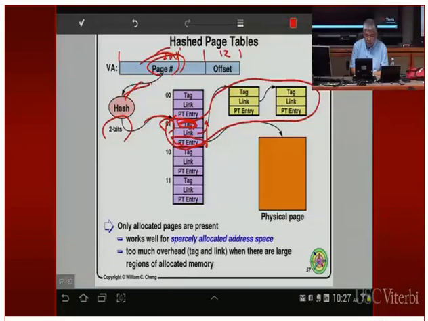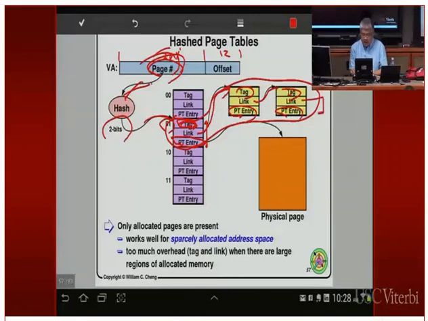The next entry is following the link pointer that will go to another memory location. Again, over here, there are 3 fields. You compare the tag against the virtual page number. If they're equal, then this is the page table entry that you're looking for. Otherwise, you follow the link and then compare this tag against the virtual page number. If they're equal, then this is the one you use.